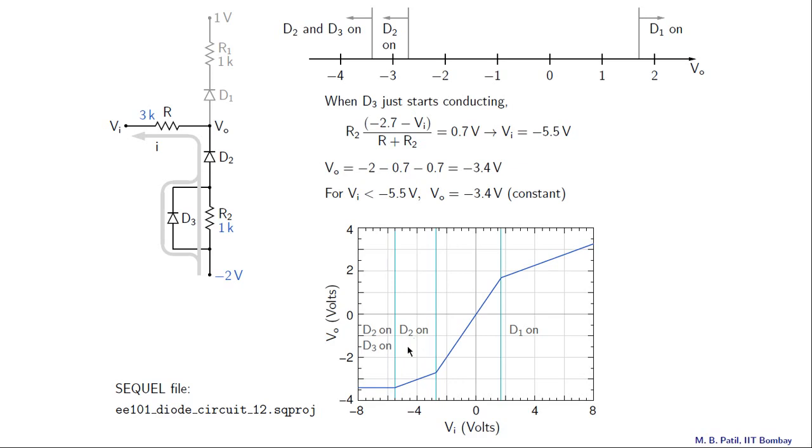is not on, and finally in this region both D2 and D3 are on. And this is the region that we were just discussing. For VI less than minus 5.5 volts, VO is minus 3.4 volts and it is constant, that is minus 3.4 volts.